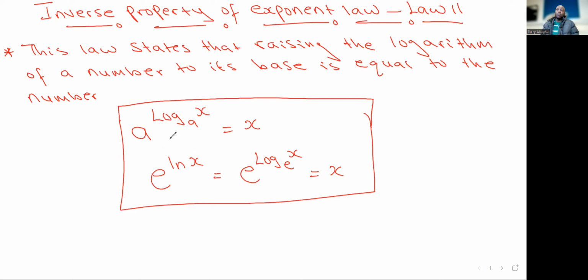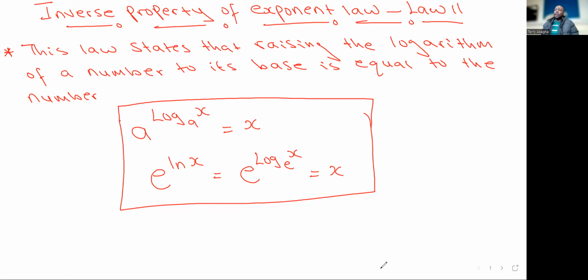So remember the take-home message for the inverse property. When you are raising to a power of a logarithm and the base is the same thing as the index, you have to know that the final answer is going to be equal to x.